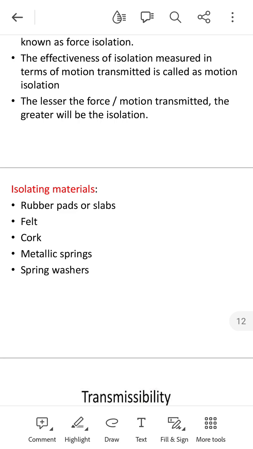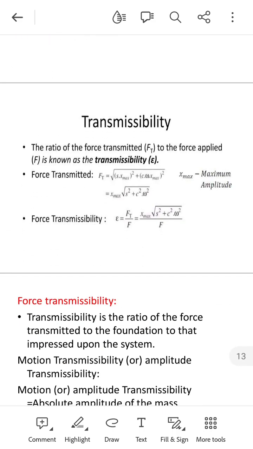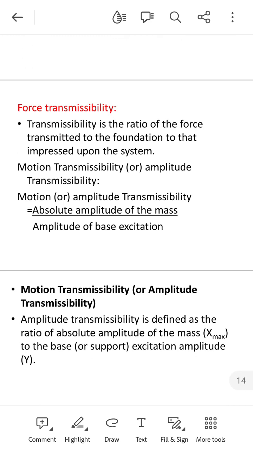Isolating materials. What are the materials used in isolation? Rubber band or slab, felt, cork, metallic spring washers. The next one, transmissibility. Transmissibility is the ratio of the force transmitted to the force applied. Force transmissibility is the ratio of the force transmitted to the foundation to that impressed upon the system. Then motion transmissibility or amplitude transmissibility.